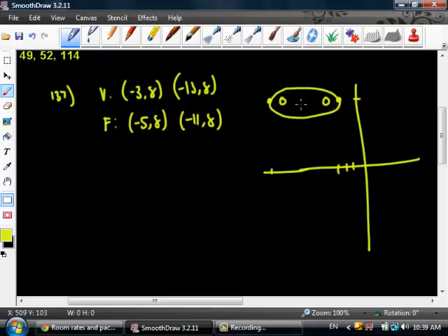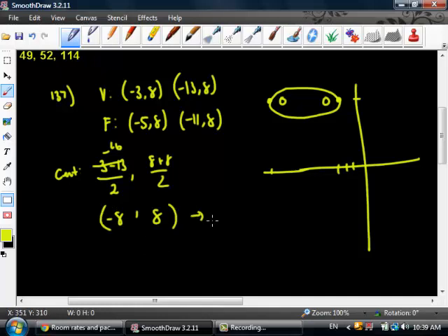Okay, to find the center, anyone remember how to find the center of an ellipse? How would I find the center of this thing? Nate? Midpoint formula, so the center is going to be (negative 3 plus negative 13 over 2, 8 plus 8 over 2). Well, that's easy. The bottom one's 8. This is negative 16 over 2, so that's negative 8. So the center is (negative 8, 8).